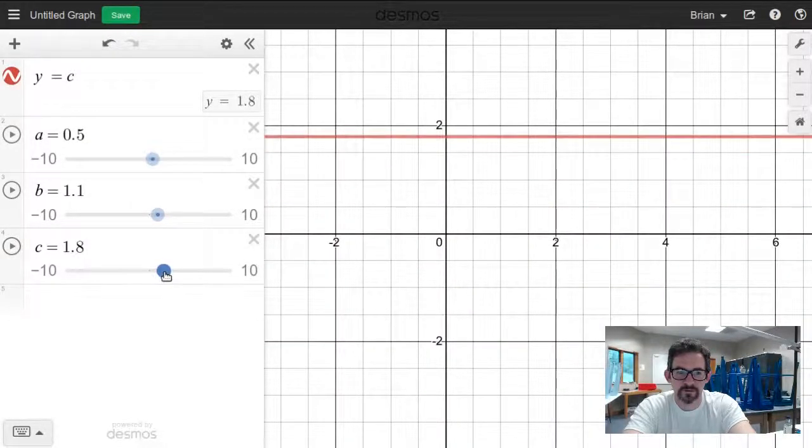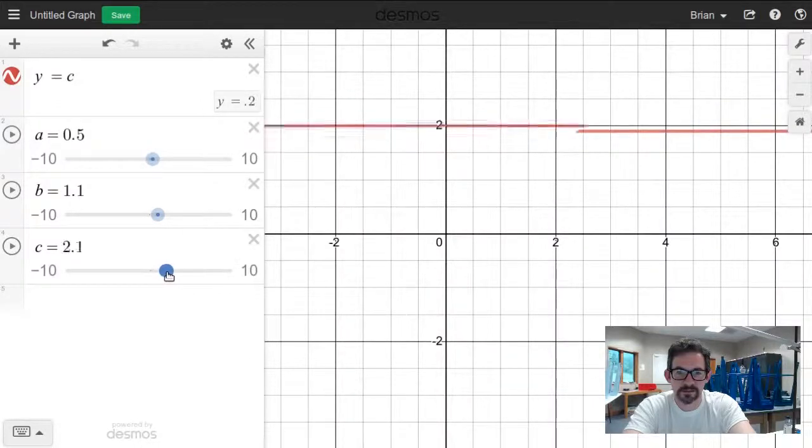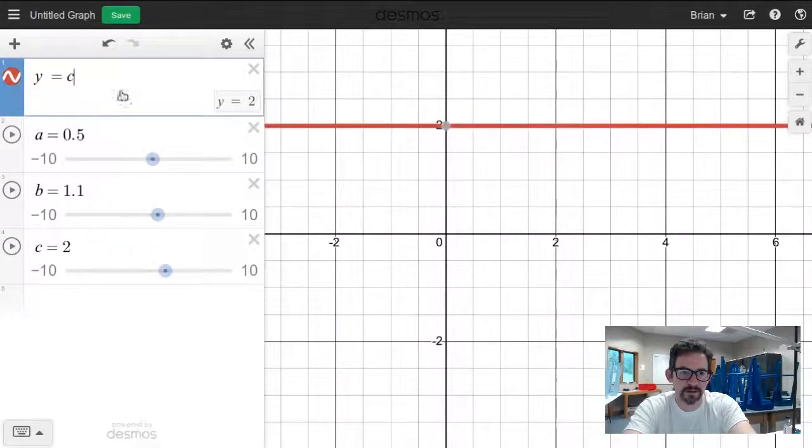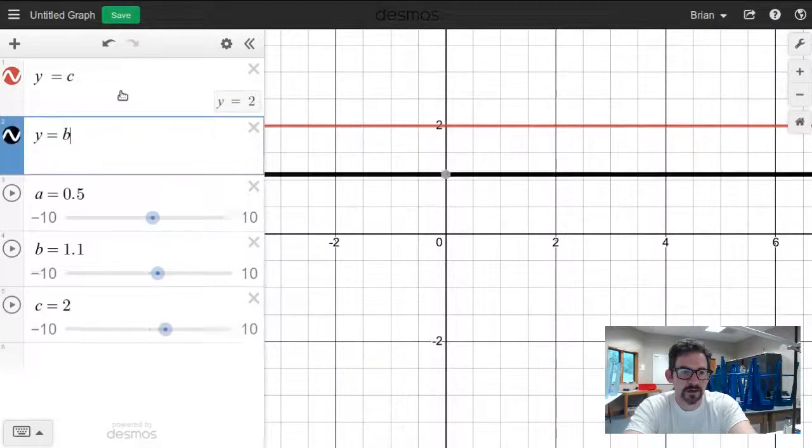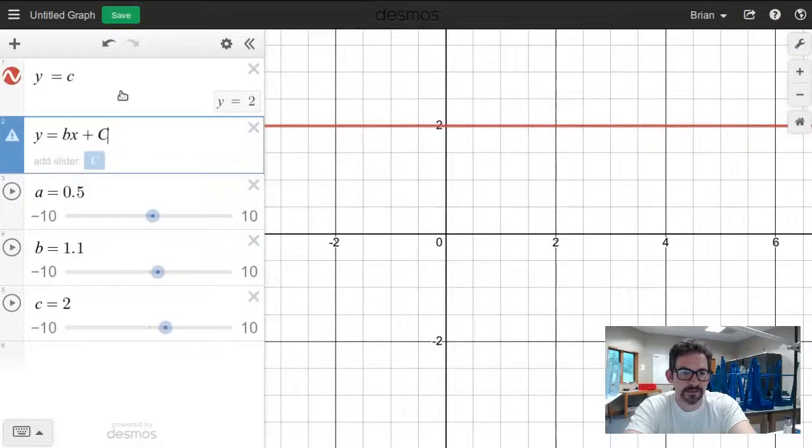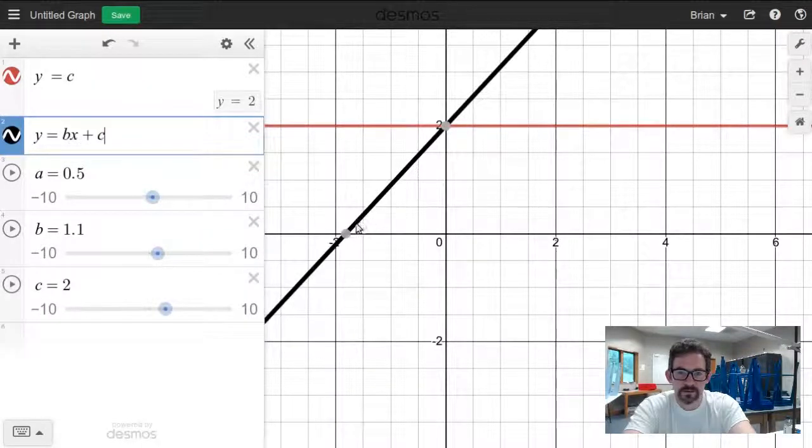When I move c higher, let's say c equals 2, I can see that this line is through the point y equals 2, and for every value of x, I'm mapping up to a point y equals 2. So that is a constant function. Now let's make another function. I'm going to say y equals bx plus c. So I have a new function here in black.